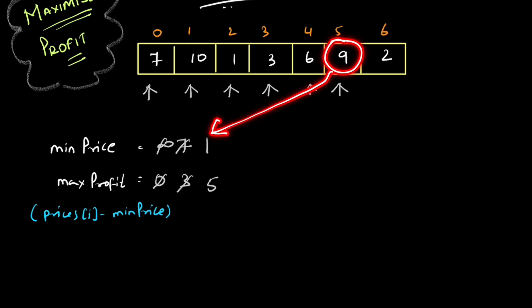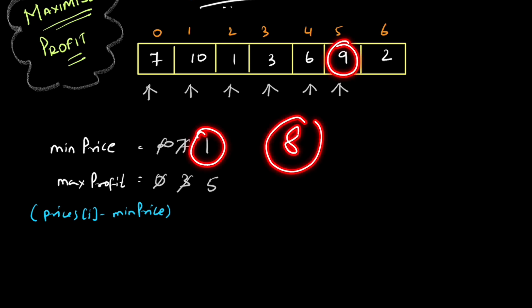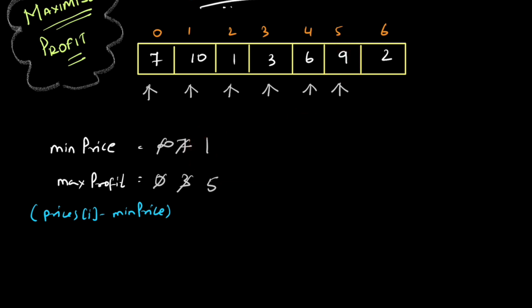First we'll try to minimize it, but 1 is already less than 9, so minimum price remains the same. And the maximum profit will be 9 minus 1, which gives us 8. And we'll check whether 8 is greater than 5. Yes, so we'll maximize the profit from 5 to 8. Okay.